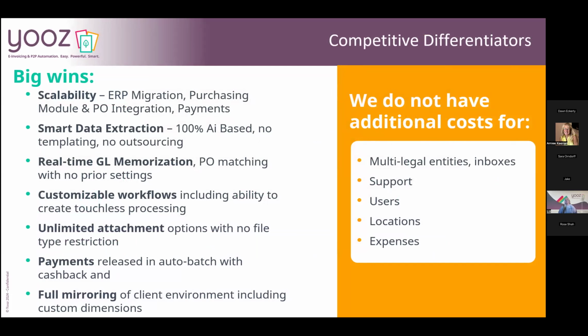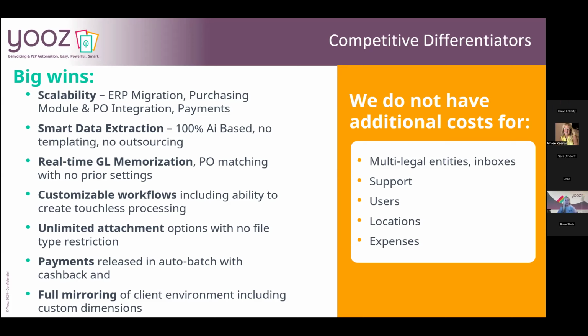So just to touch on some of the main differentiators out there, there's a lot of different AP automation solutions. Just to highlight those really quickly and what you'll get with Yooz. First is scalability. We can easily scale your business with any type of ERP migration and also the product offering with Yooz. It's a fully tailored solution, with the purchasing module that's optional, the payment module that is completely optional, and other modules such as our budget module.